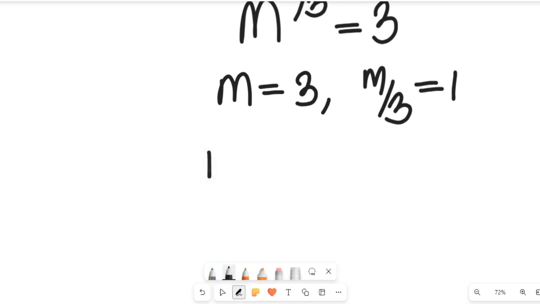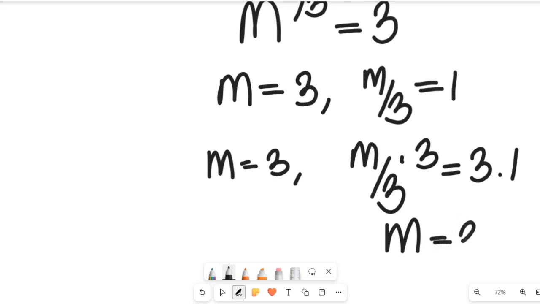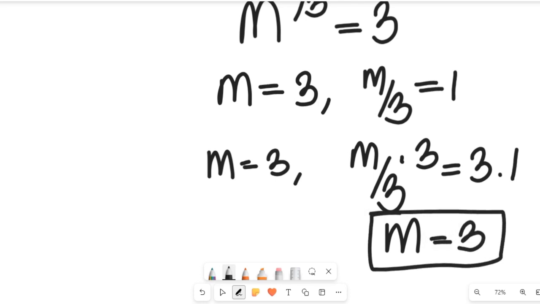How do we know? m will be equal to 3 over here, and if we multiply 3 by both sides, we'll have m divided by 3 multiplied by 3, and this will be equal to 3 multiplied by 1, right? So over here, m will be equal to 3. So you see, the solution to that expression is m equal to 3.